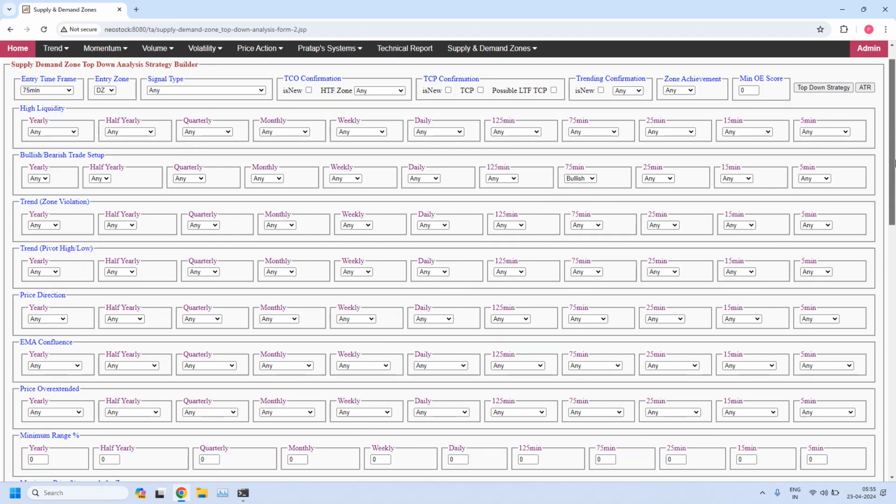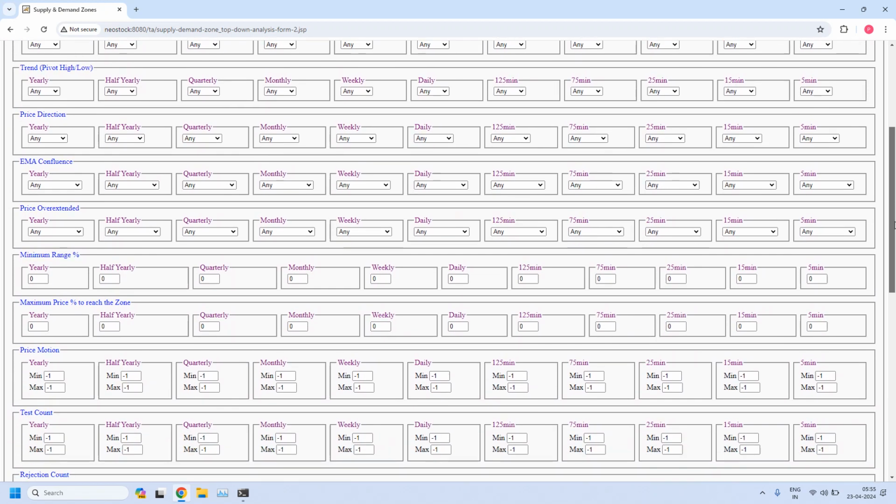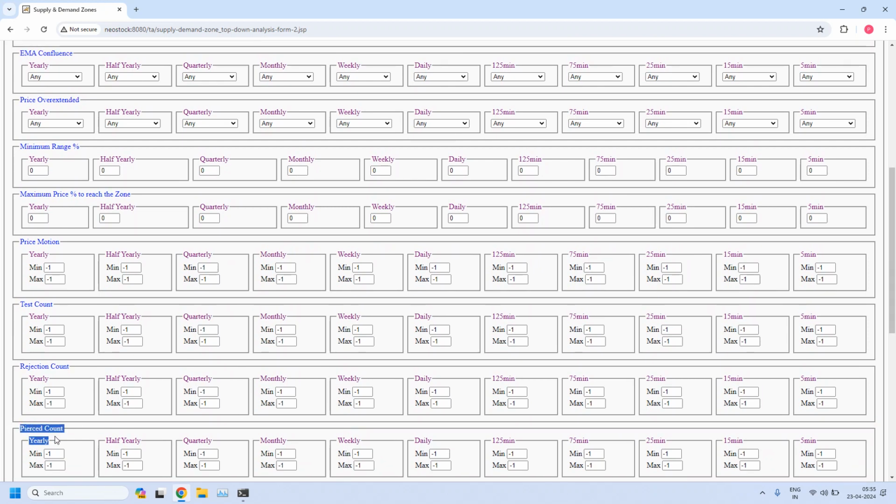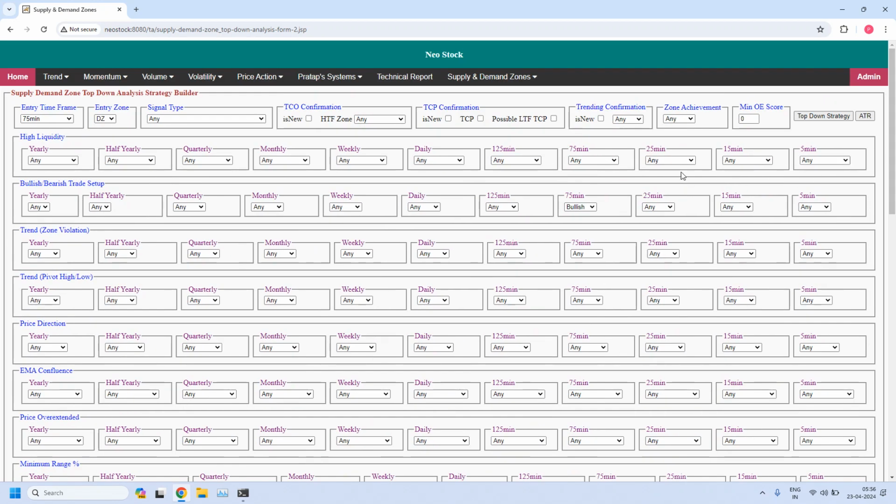And also we don't want pierced zones. So the parameter is pierced count, the last parameter in this page. Now this time, in the 75 minutes time frame, because this is the entry time frame, we are setting the minimum value 0 and maximum value 0, which indicates pierced count should be 0. Pierced count 0 indicates the zone is not pierced. And in zone achievement, we are setting VOZ, violated opposing zone, and the minimum odd enhancer score is 12.